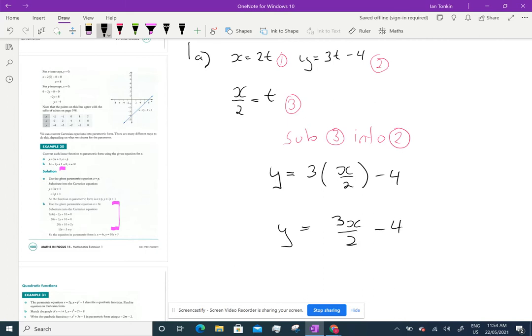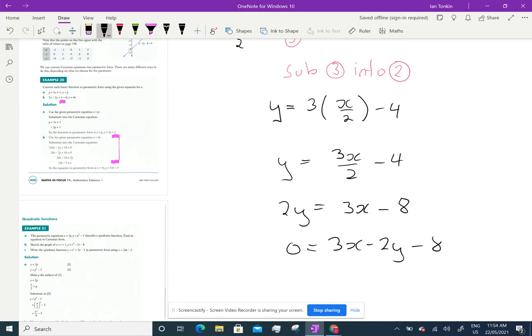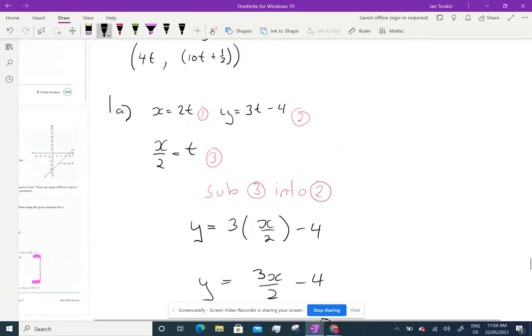So y equals 3x on 2 minus 4. Now I'm going to multiply everything by 2 and get the equation in general form. 2y equals 3x. Don't forget to multiply this by 2, minus 8. And then general form states x is positive, so I'm going to bring the 2y over. I'm going to get 0 equals 3x minus 2y minus 8. And that's it. That's the answer to question number 1.